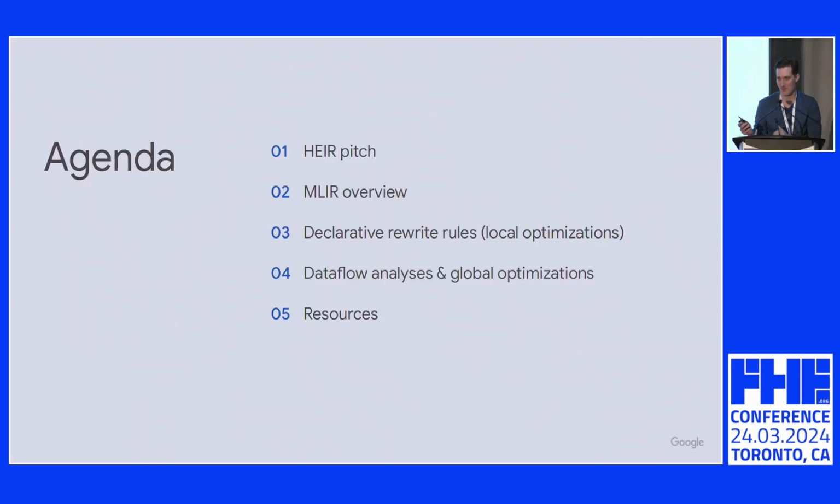Okay, so quick agenda. I wanted to give a pitch of the HEIR project for people who haven't heard of it before. Then I'm going to give a quick overview of MLIR, which is the library that we're building all of this on top of. And then I'm going to dive into the nitty-gritty of what it looks like to actually write some optimizations. And then I'll give some resources for further reading at the end.